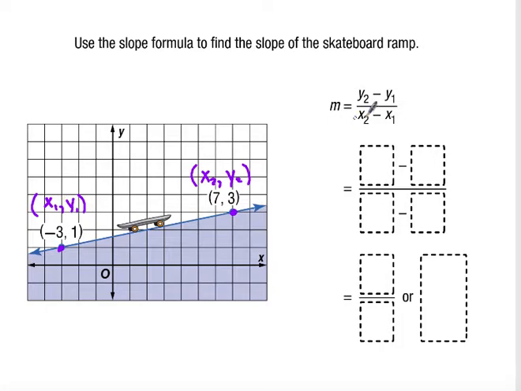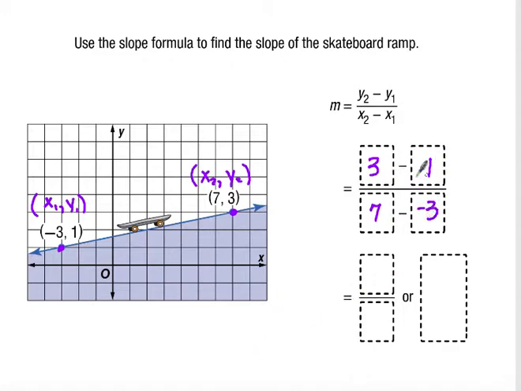All right, so as I calculate the slope of this skateboard, I'm going to start with my y sub 2, which is 3, and I'm going to subtract from that y sub 1, which is 1. And then since I started with this set of ordered pairs first, I'm going to start with it in the denominator too, and I'm going to subtract x sub 2 minus x sub 1, which is a negative 3.